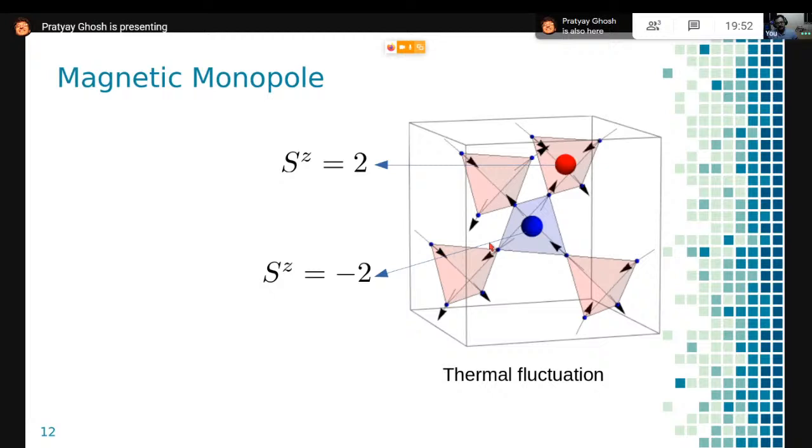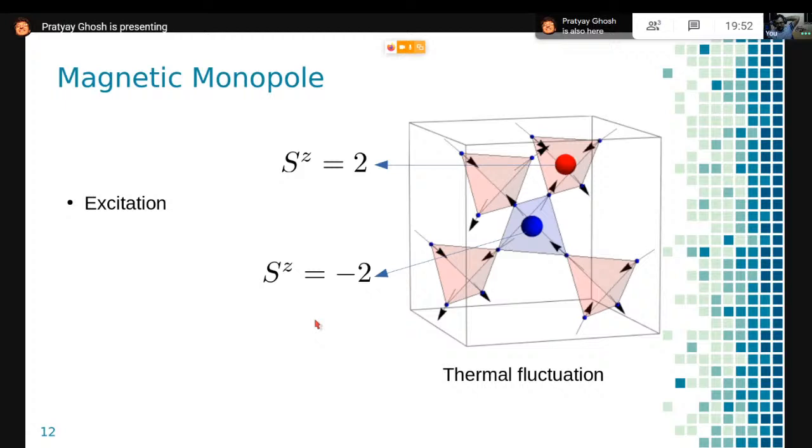So in the blue tetrahedron, you have three out, one in. So three minus one, you get a minus two. And on this red tetrahedron, you get three spins coming in and one spin coming out. So three minus one, you get two. And this is not the ice state anymore. So we don't have a total SZ equal to zero in these two tetrahedra.